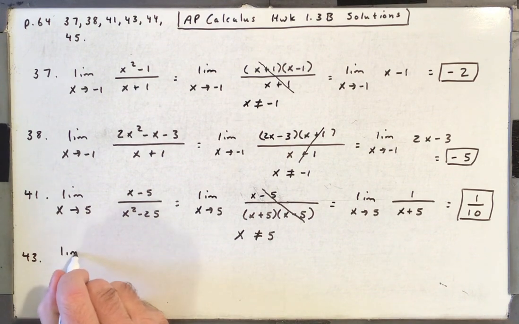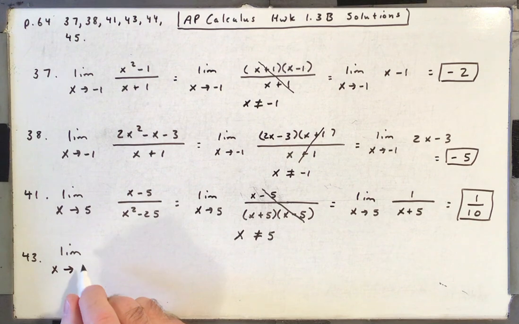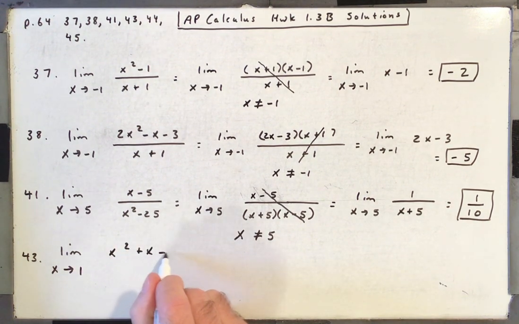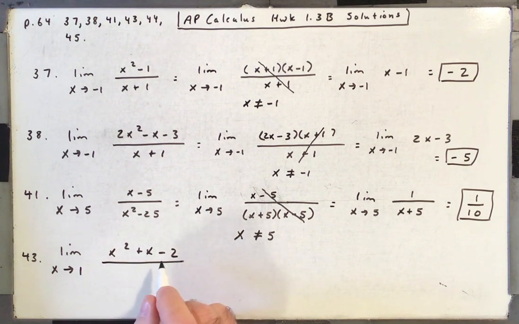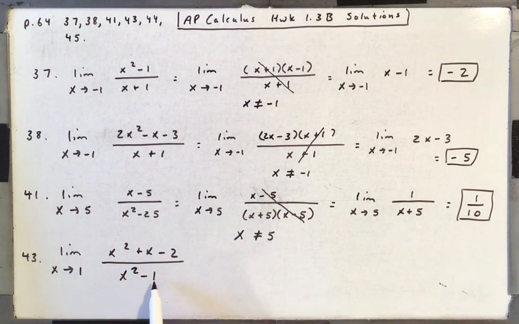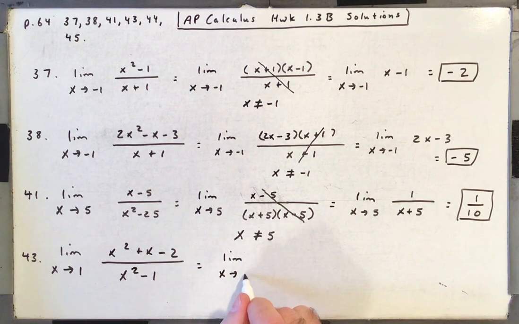We've got the limit as x approaches 1 of x squared plus x minus 2 over x squared minus 1. So I recognize the denominator as the difference of two perfect squares. If we plug in a 1, we're going to get a 0 on the bottom, and we'll be 0 on top as well. So this is not direct substitution, so we're going to have to algebraically manipulate.